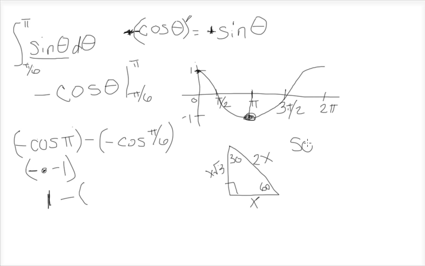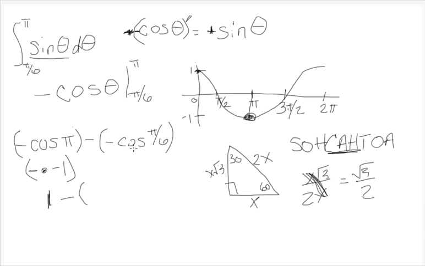And from SOHCAHTOA, everyone's favorite trig word, cosine is equal to adjacent over hypotenuse. So remember that we said pi over 6 is equal to 30 degrees. So the adjacent over the hypotenuse here would be x root 3 over 2x. The x's cross out, leaving me with root 3 over 2. So that means that cos of pi over 6 is root 3 over 2, but we have a negative, so that makes it negative root 3 over 2, making this a total of 1 plus root 3 over 2.